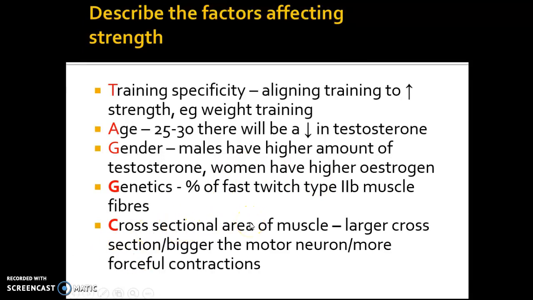Going on, cross-sectional area of muscle. The larger the cross-sectional area of a muscle, the bigger the neuron size. This means you have more forceful contractions. So that makes sense. The wider and bigger a muscle is, the bigger the neuron in the middle of it, which means there are more forceful contractions. Make sure you're putting these into context and saying this will lead to increased strength, or this could lead to decreased strength, depending on which way you're going about it.